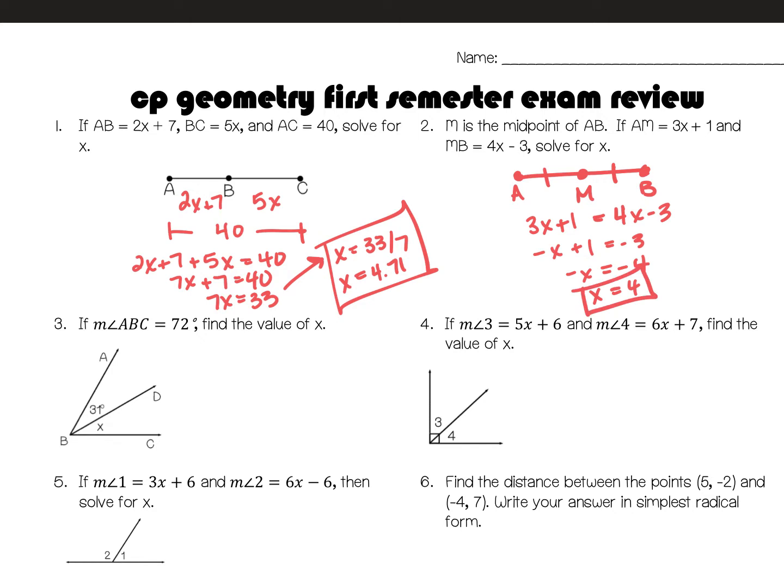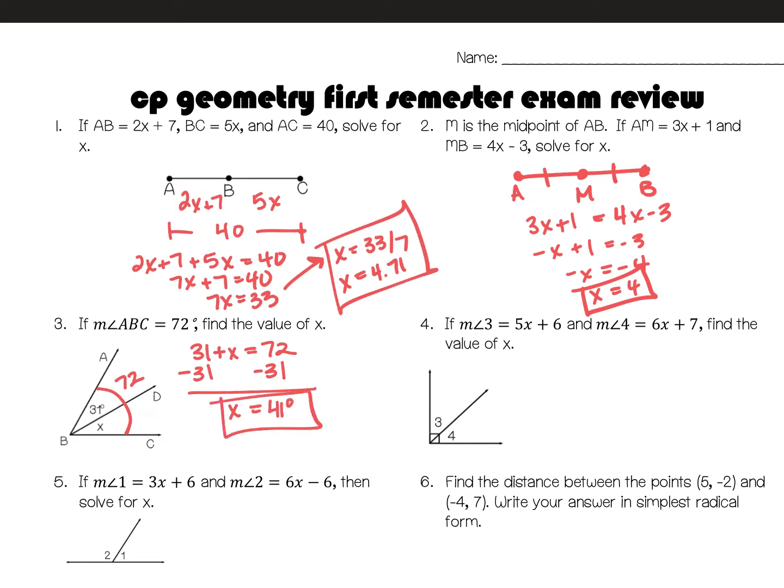On number 3 for our angle, angle ABC has a measure of 72 degrees, so that's the whole thing. So if I take 31 plus x, that needs to equal 72. You might be able to get this without showing the algebra, and that would be fine. So we just need to subtract 31 from 72, and that gives us 41 degrees for x.